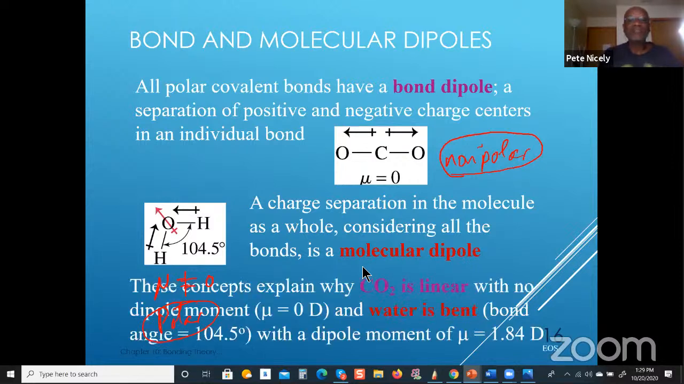So that's what is stated here. I'm sorry, my writing just got in the way of that. These concepts explain why carbon dioxide is linear with no dipole moment and the water molecule is bent with a dipole moment, and it has been measured as being equal to 1.84 debye. So that's basically how you can predict whether or not a molecule is polar or non-polar. You have to take into account the shape of the molecule and the resulting net dipole of the molecule as a result of the different orientations of the dipoles along the bonds of the molecule.